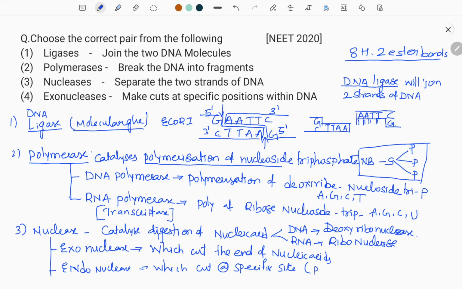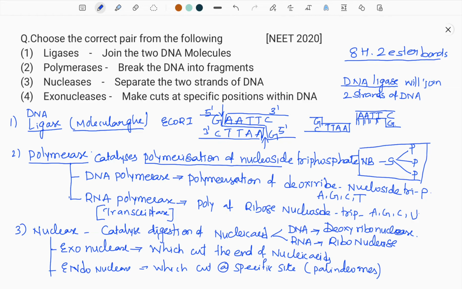So they are called palindromes. What are palindromes? Which are the same when you read in the opposite direction. Like we have Malayalam, we have race car, like that. I have told you some examples in our previous question, NEET 2021. So these are different kinds of enzymes given here. You should have a thorough comprehension to understand the question.